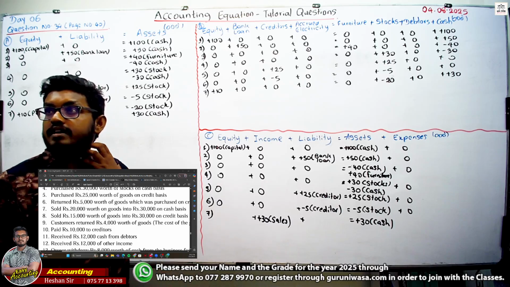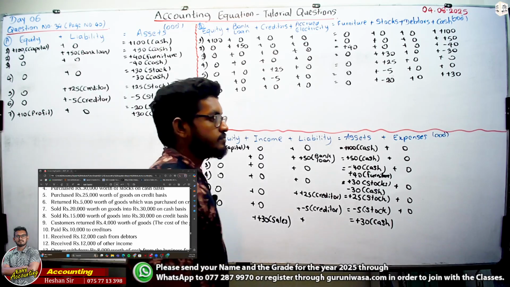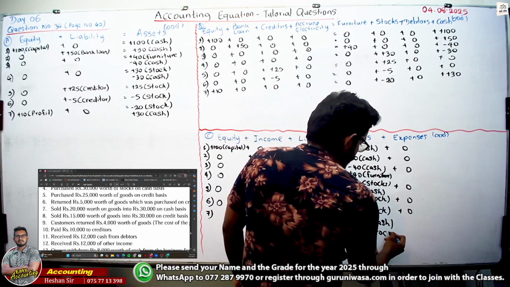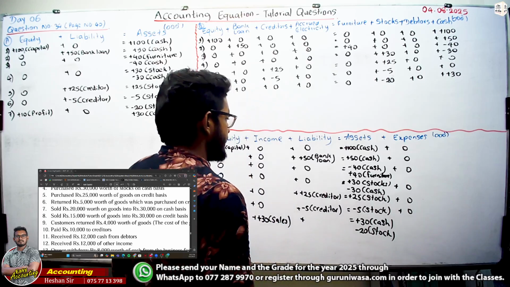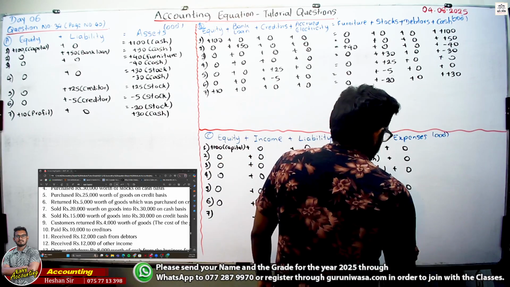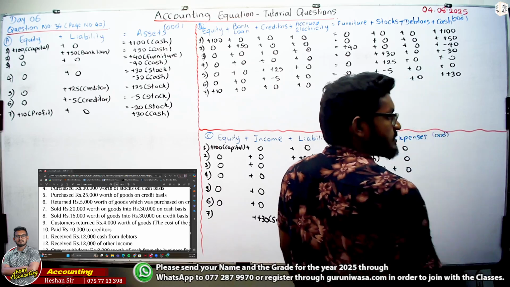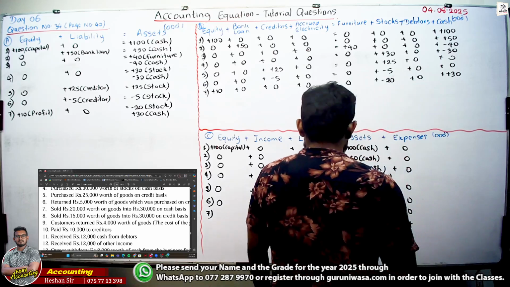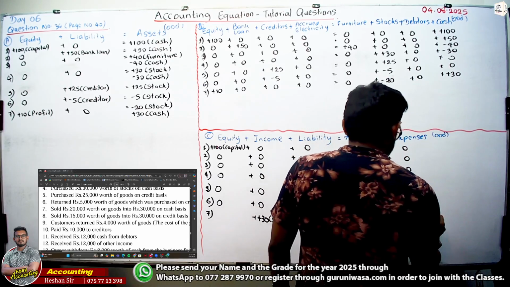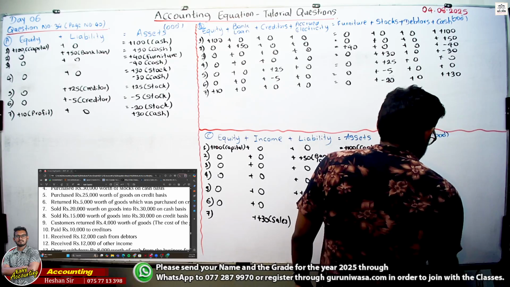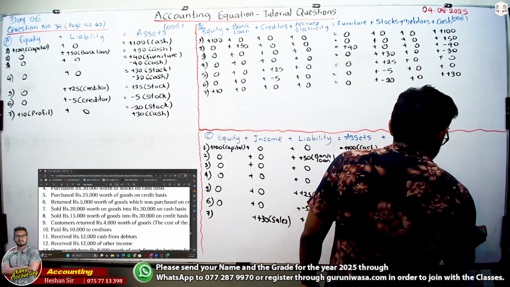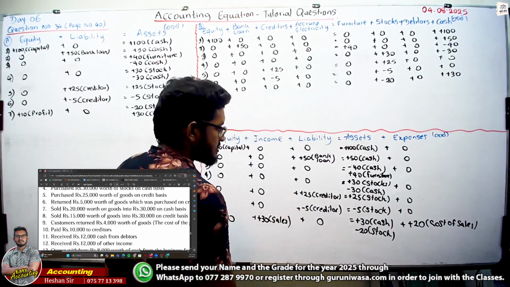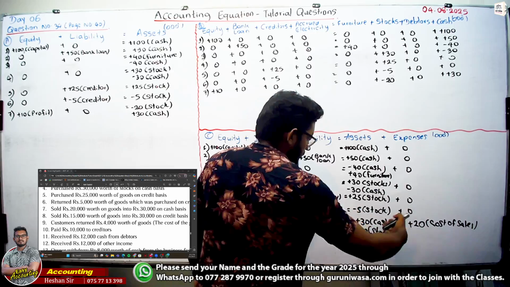So our stock asset decreases 20,000. It is an expense. Our expense increases 20,000 as cost of sales. Just see both sides are balanced. Plus 20 and minus 20 we can cut.